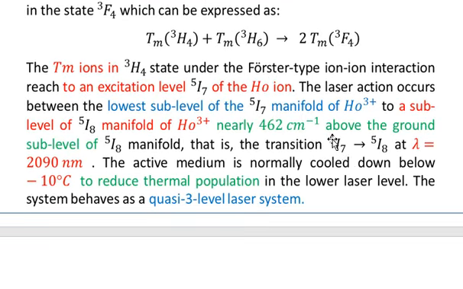So the transition from 5I7 to 5I8 gives you a wavelength of 2090 nanometer. The active medium is normally cooled down below minus 10 degrees Celsius to reduce thermal population in the lower laser level. The system thus behaves as a quasi three-level laser system.